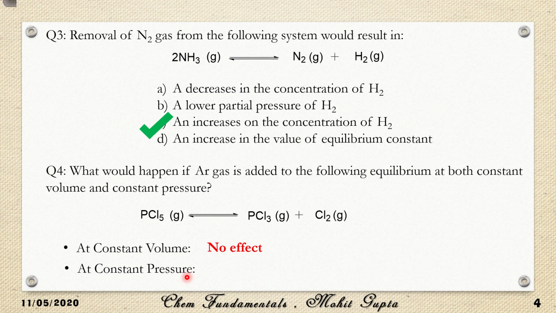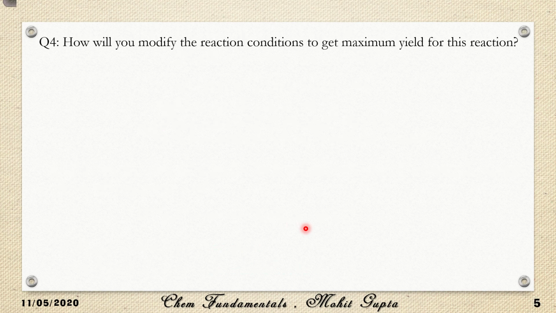On expansion, the volume increases and equilibrium will favor that direction which has more number of molecules. So in this case, more number of molecules are present on the product side, therefore the equilibrium will shift in the forward direction. The next question is, how will you modify the reaction condition to get maximum yield in this reaction?